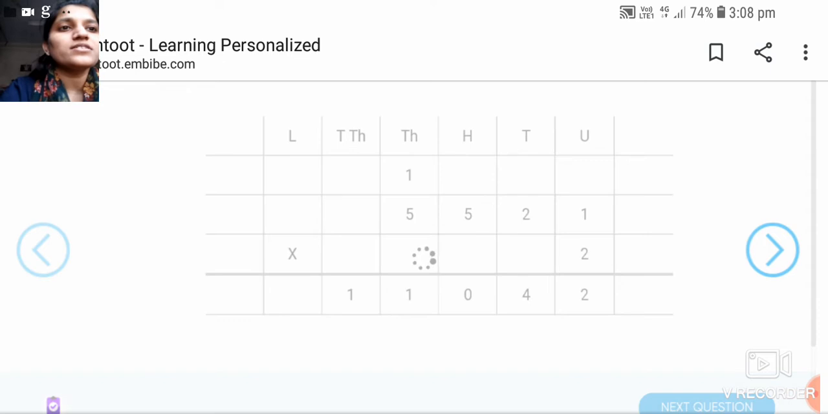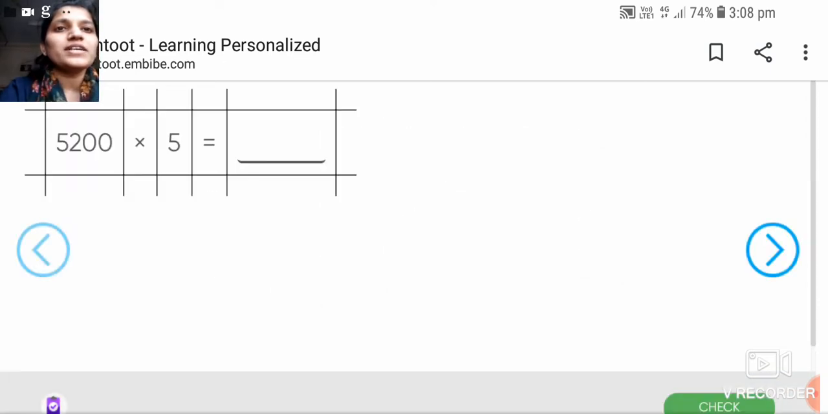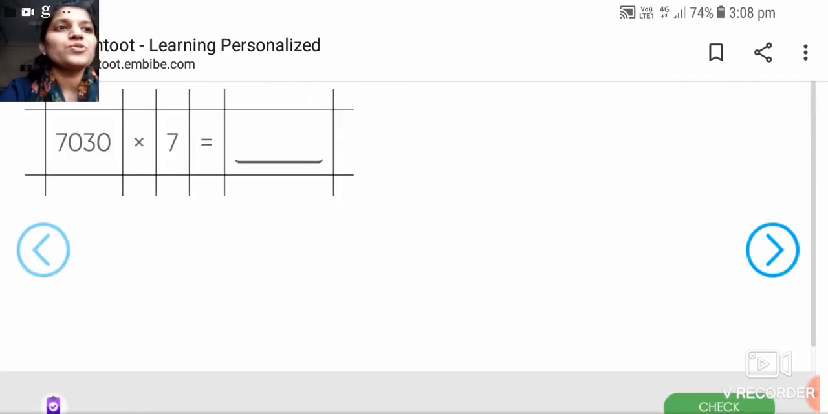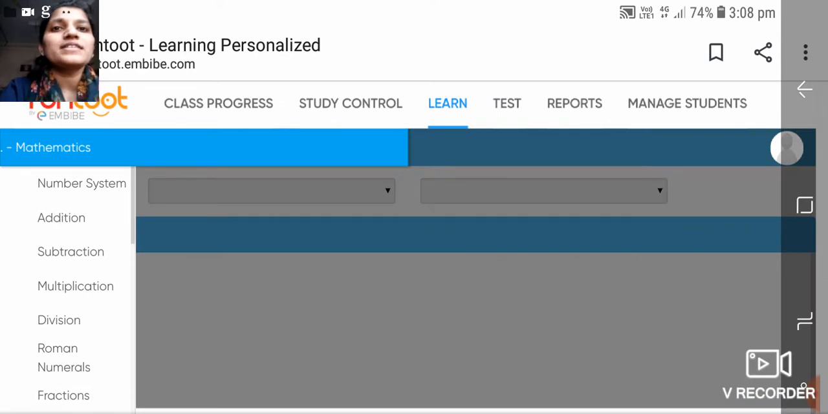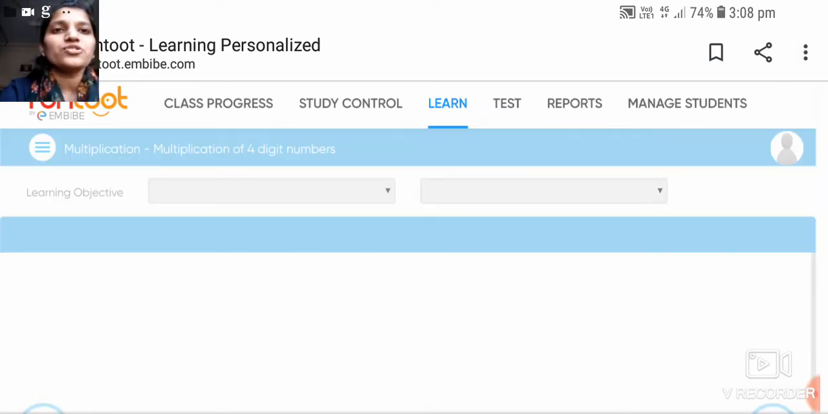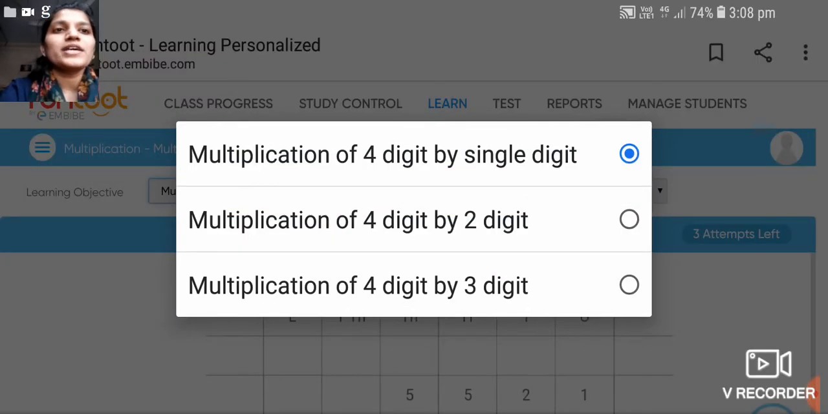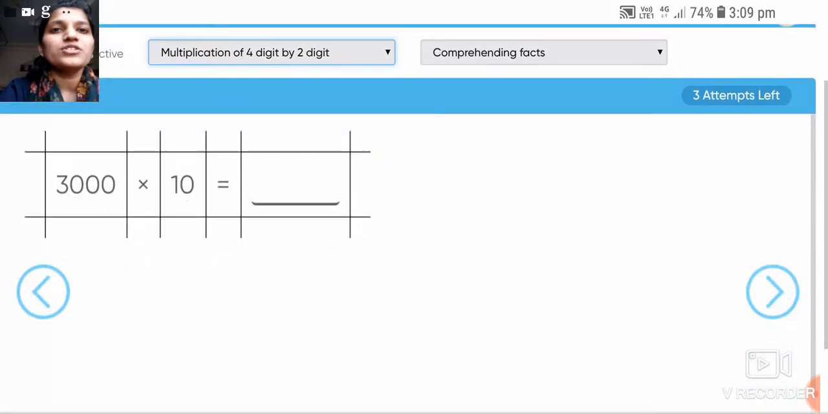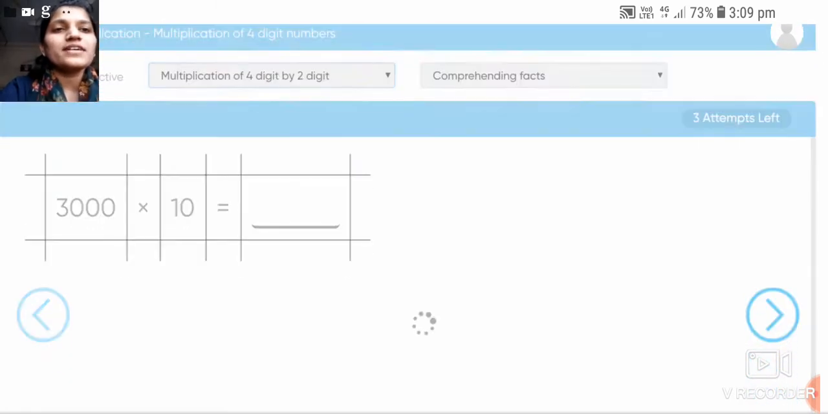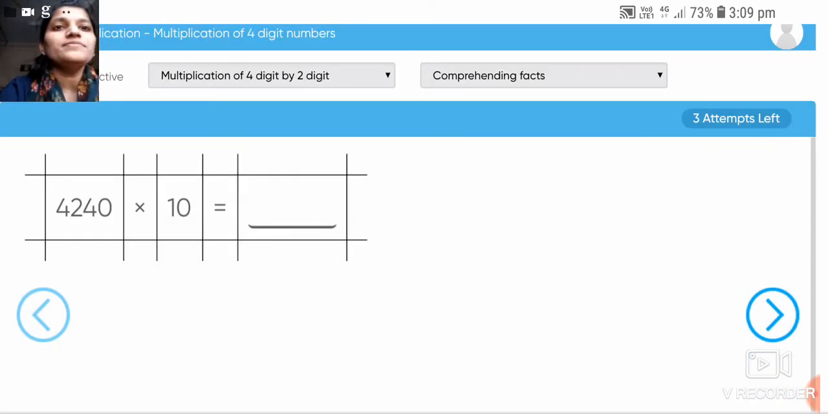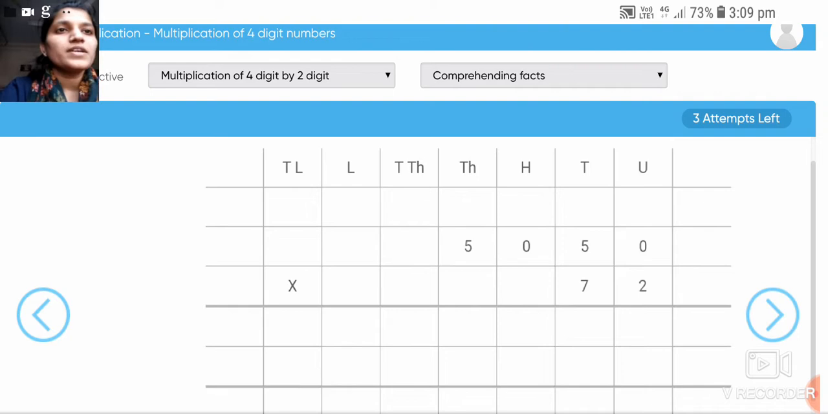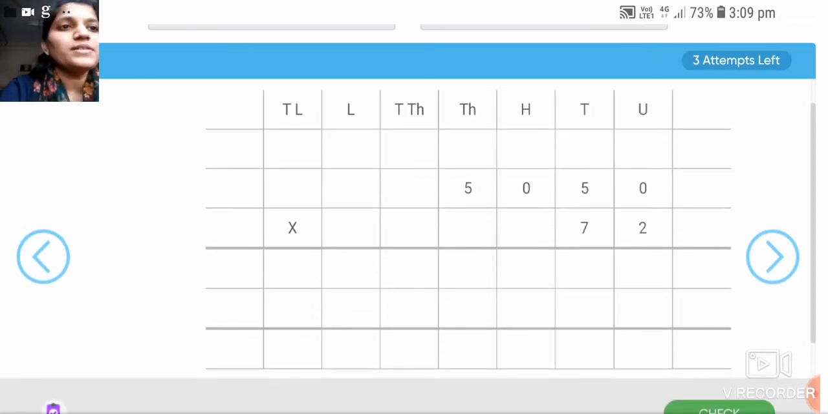Like that, students, you can see that there are so many examples for multiplication of 4-digit by 1-digit or single digit number, so you can solve them. Now we are going to solve one example from the second learning objective, multiplication of 4-digit by 2-digit. You can solve this in your rough book. Next, the example has been arranged in columns, and we are going to solve it so that you can understand it well.